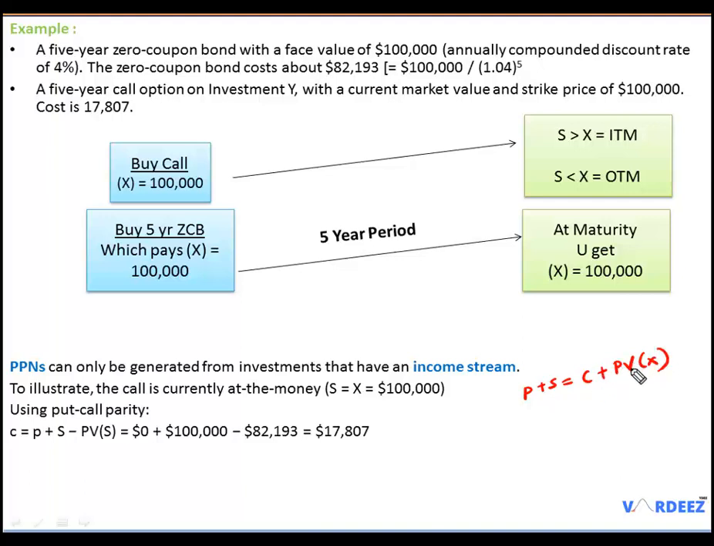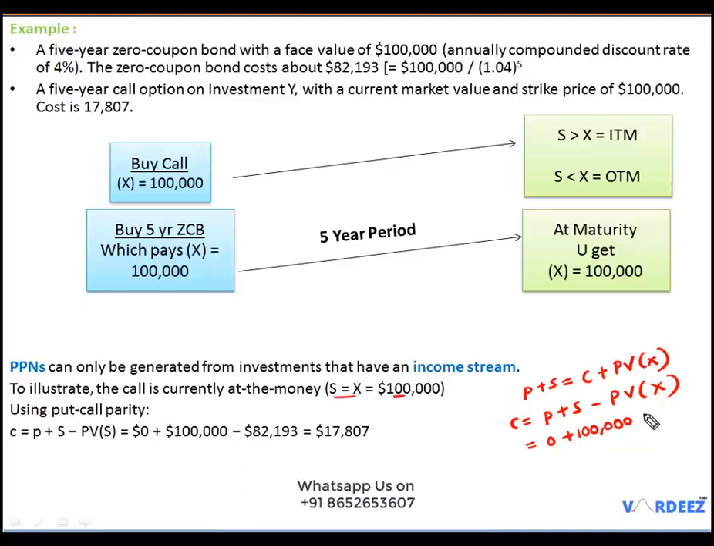This is the put-call parity equation, and as you can see, if I just rearrange it for the call option, I get P plus S, and then this takes the negative value. Let's say the put value for this simple example is 0. Okay, there's no cost of buying the put option. That's what we are assuming. And then what is the stock? That's going to be $100,000. That's what we have over here.